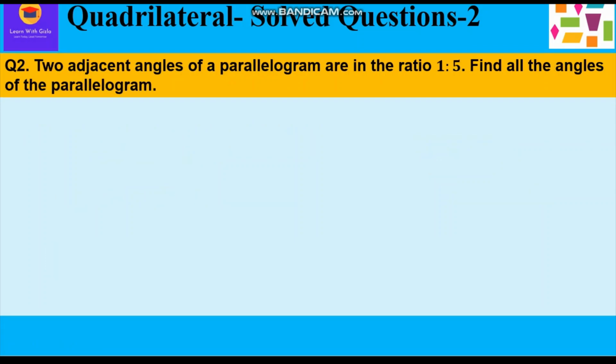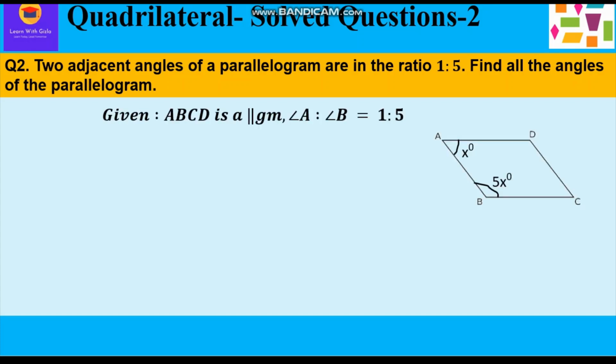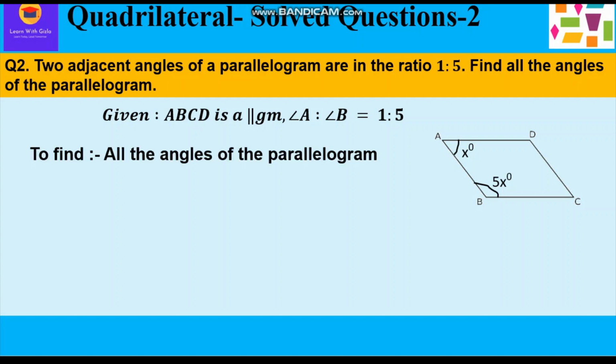Now let us take up question number 2. Two adjacent angles of a parallelogram are in the ratio of 1:5. Find all the angles of the parallelogram. So given to us, ABCD is a parallelogram in which let us say angle A is to angle B is equal to 1:5. And we have to find all the angles of the parallelogram. So now let's start with the solution.